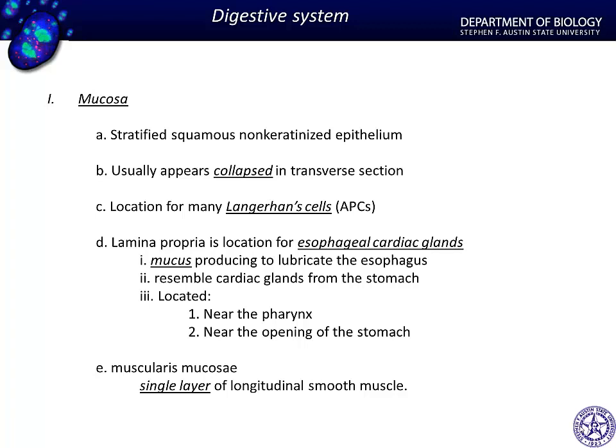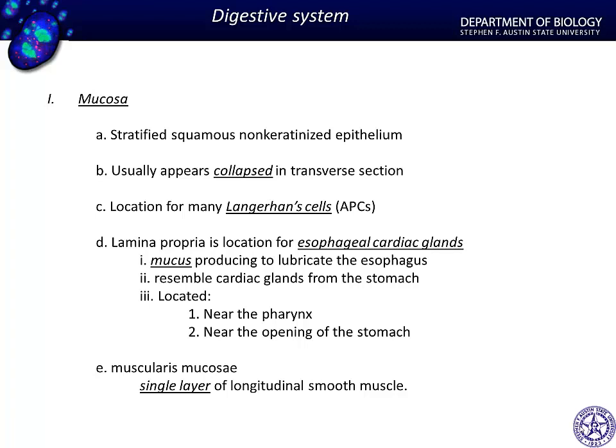So as we look at the mucosa, this is going to be stratified squamous non-keratinized epithelium. And typically when we look at a cross-section of that epithelium, the lumen is going to be collapsed. And so when we see this folded, collapsed lumen with many branches, that's going to be indicative of what we can think of as the esophagus. Now, as we look at the cells that are present in the submucosa and the mucosal layer, we're going to find a lot of Langerhans cells. So this is similar to what we might find in the skin. And these are going to be antigen-presenting cells, very much part of that macrophage lineage of cells.